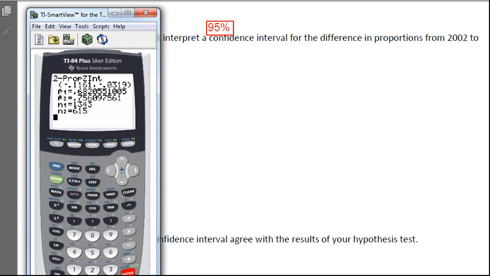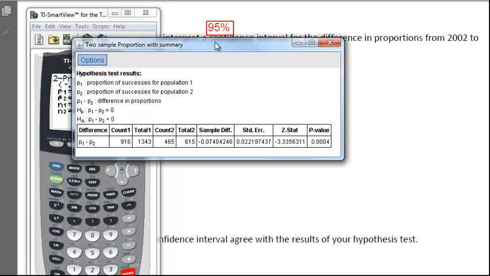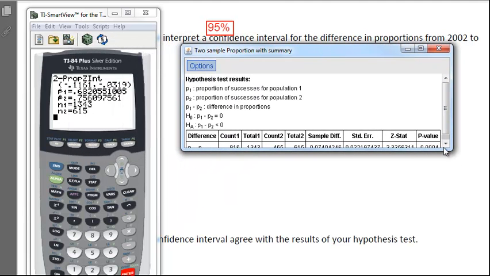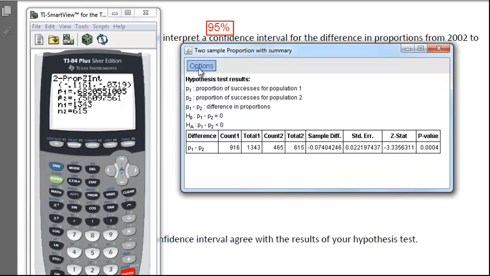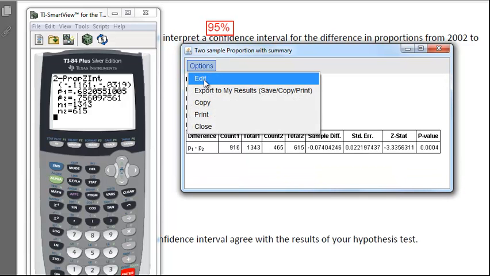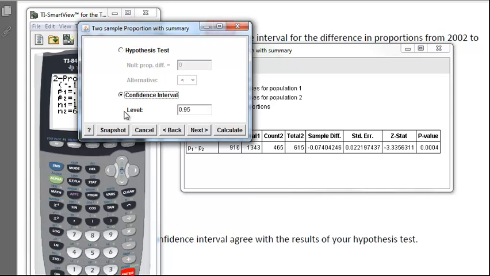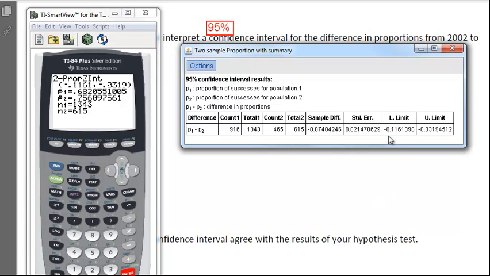And before we interpret that, let's go to StatCrunch and do it in StatCrunch. Okay. What's nice about StatCrunch is you can kind of do the same thing, because you have a choice of a hypothesis test or a confidence interval. If you want both, I just go to options and then edit. And I just click confidence interval rather than hypothesis test. Okay, so there's my confidence interval in StatCrunch, negative 0.116 to negative 0.032.